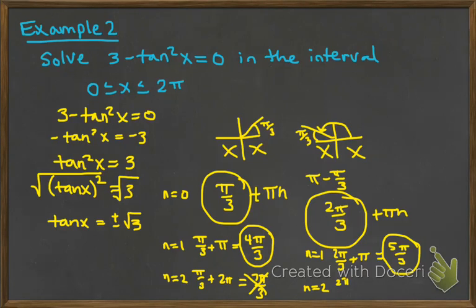So 2 pi over 3, I'm now making n 2, so plus 2 pi. So again, common denominator makes that 2 pi into a 6 pi over 3, giving me 8 pi over 3. 8 pi over 3 is bigger than 2 pi, so that answer doesn't count. So in this case, I do have 4 answers that are between 0 and 2 pi for this problem.